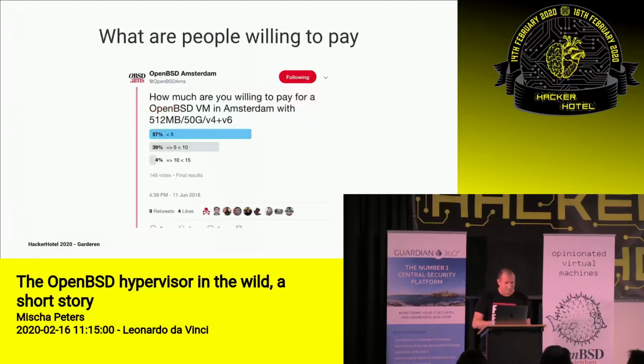So I did a little poll on Twitter what people were willing to pay for a VM with these specs. 512 meg of RAM, 50 gig of disk, V4 and V6. Because there's a lot of companies out there that do this en masse, and they charge like €2 or €6 or €10 or whatever. So I thought the sweet spot was around €5 a month.